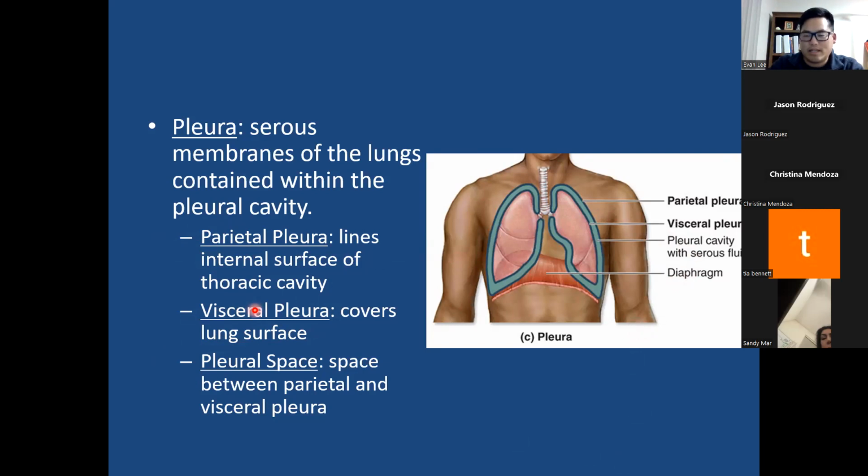Because once again, just like your heart, what are your lungs doing? Every time you breathe in and breathe out, they're rubbing against that rib cage. So protecting it, lubricating it, helps to prevent friction and damage.